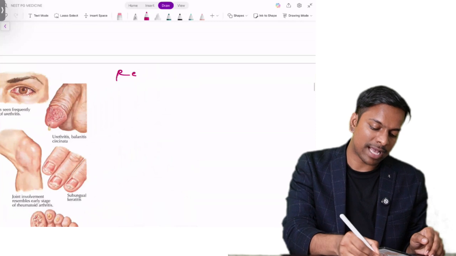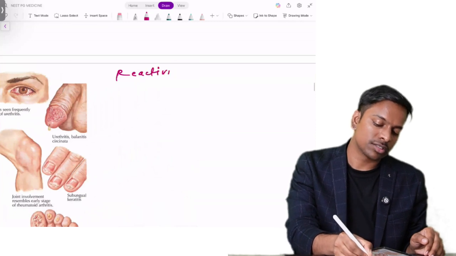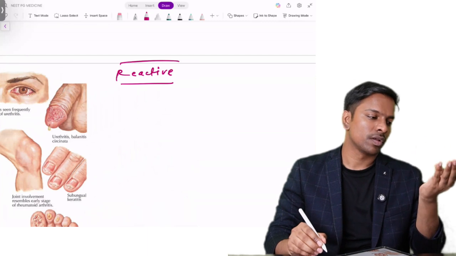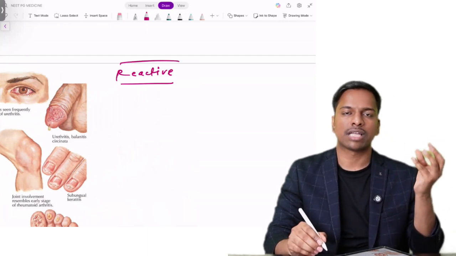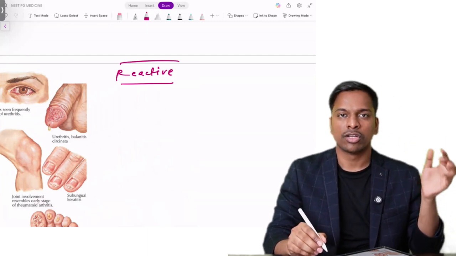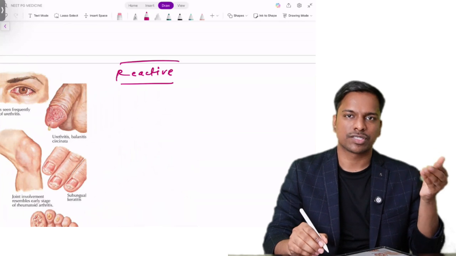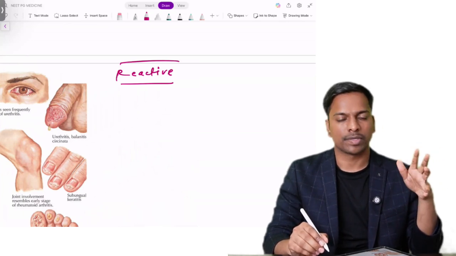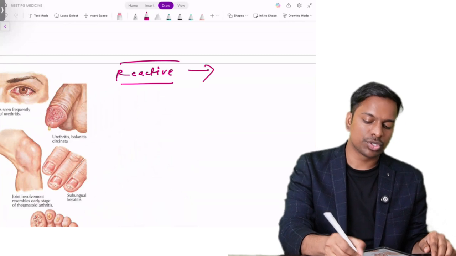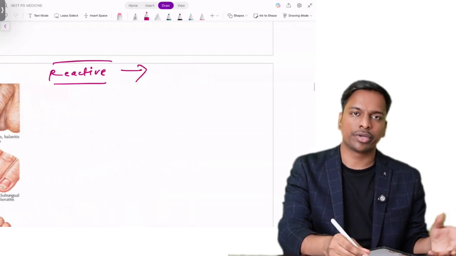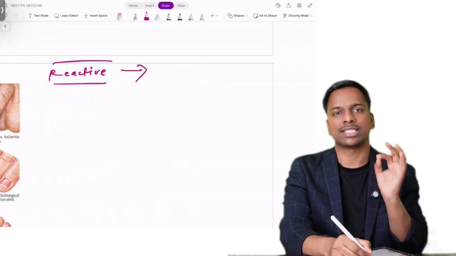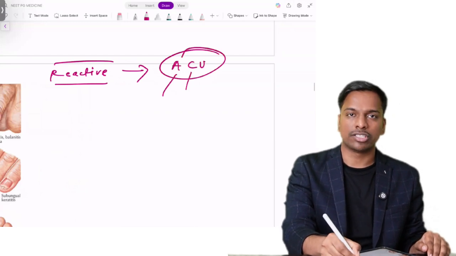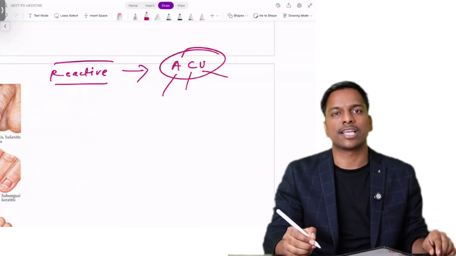Reactive arthritis, as the name suggests, occurs due to a reaction to some sort of infection. If the patient has a urinary tract infection or a viral infection, like chikungunya or dengue, after all this, reactive arthritis can happen. It usually occurs after urethritis or UTI. That's why it has the classic triad of ACU: A is for arthritis, C is for conjunctivitis, and U is for urethritis.